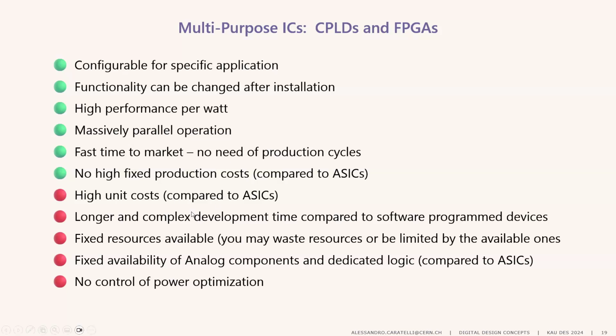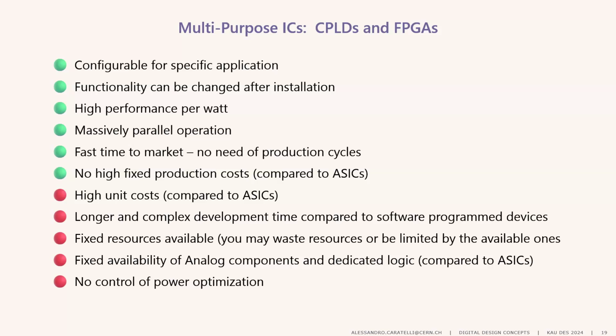And they also allow fast time to market compared to ASICs because you don't need production cycles. And you don't have a fixed production cost as in ASICs. Of course, the cost per unit is higher compared to ASICs, depending on the quantities. And there is a longer, more complex development time compared to software itself. And also on an FPGA, the number of resources that are available is fixed.